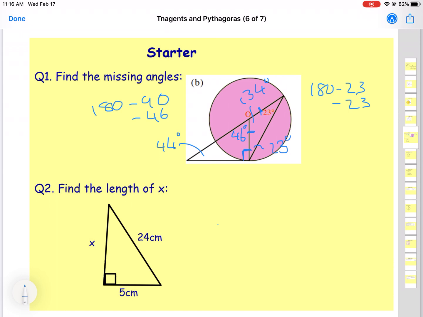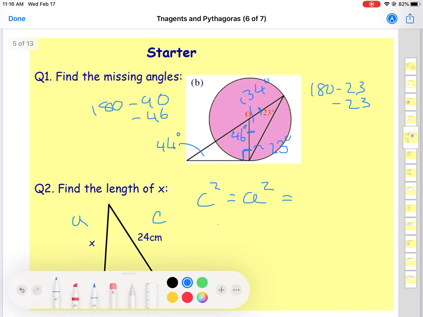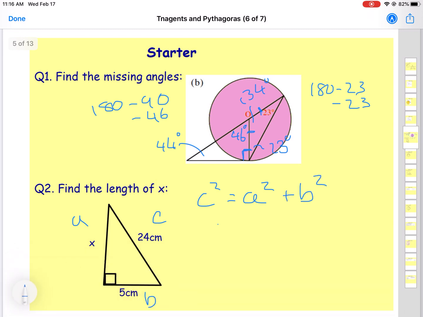Question 2, we are going to have to apply Pythagoras' theorem to this triangle to find out the side x. So Pythagoras' theorem, we use the letters A, B and C, and making sure that C is our longest side, then we can say that C squared is equal to A squared plus B squared. We've done this in starters previously, and we've had a whole topic on Pythagoras' theorem as well. So hopefully this is jogging some of your memory.